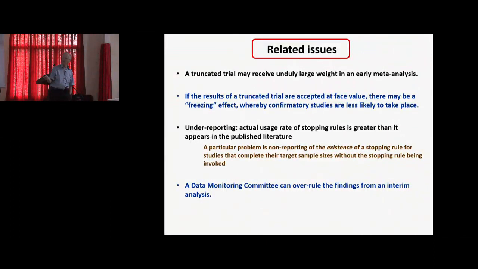Underreporting: the actual usage rates of stopping rules is greater than it might appear, as I mentioned, so there may be other studies that did stop early, but they didn't even tell you they had a stopping rule. And the last point here is just that although we keep calling them stopping rules, they're really guidelines. And there are other reasons why you might want to stop or not stop. And there are certainly many examples, and I've been on data monitoring committees, where you overrule the findings from the interim analysis. In other words, the interim analysis might tell you to stop, but you keep going, or vice versa.